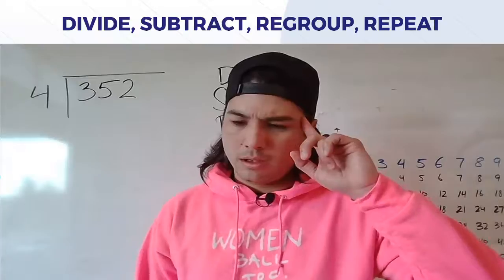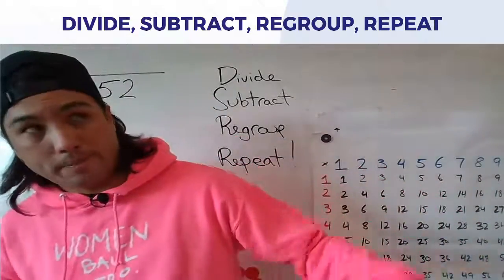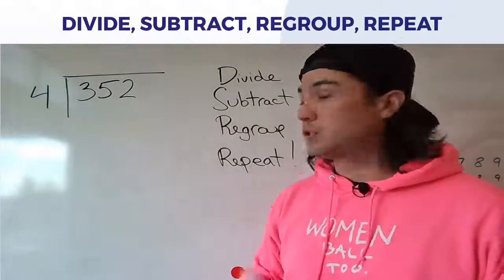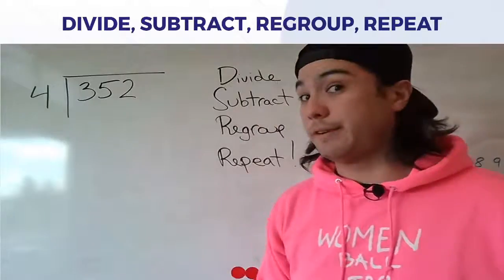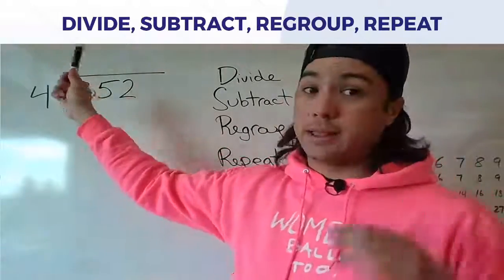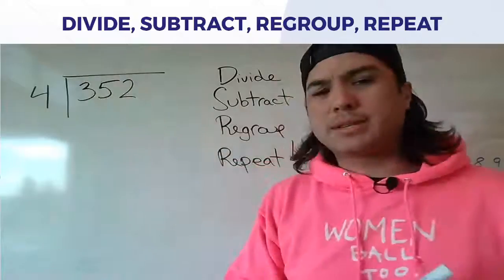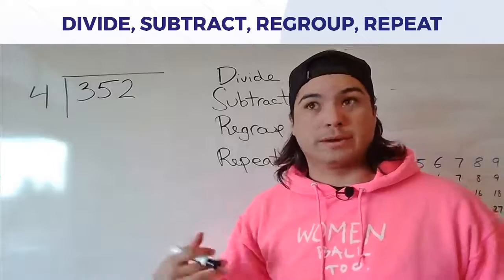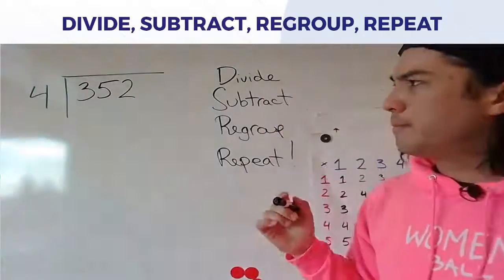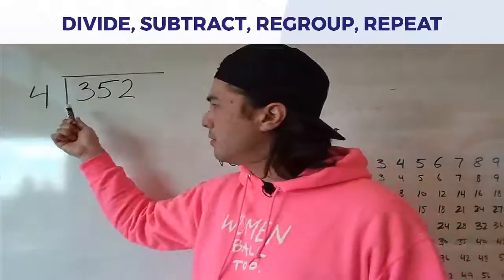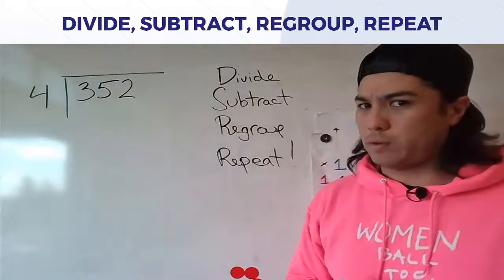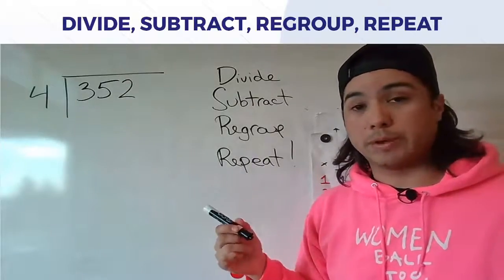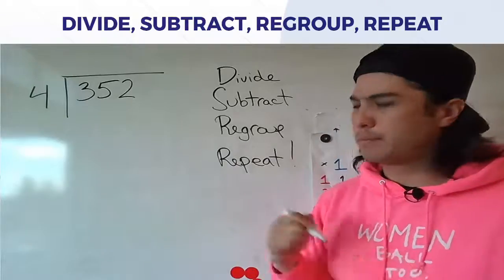Now, up until now, we've been dealing with whole number quotients, whole number dividends, whole number divisors. And on Thursday last week, we ended up expressing our remainder as some tenths, rather than as a fraction or just saying remainder this many, right? Now, we have this problem here, 352 divided by 4, and we have our standard algorithm format: divide, subtract, regroup, repeat.